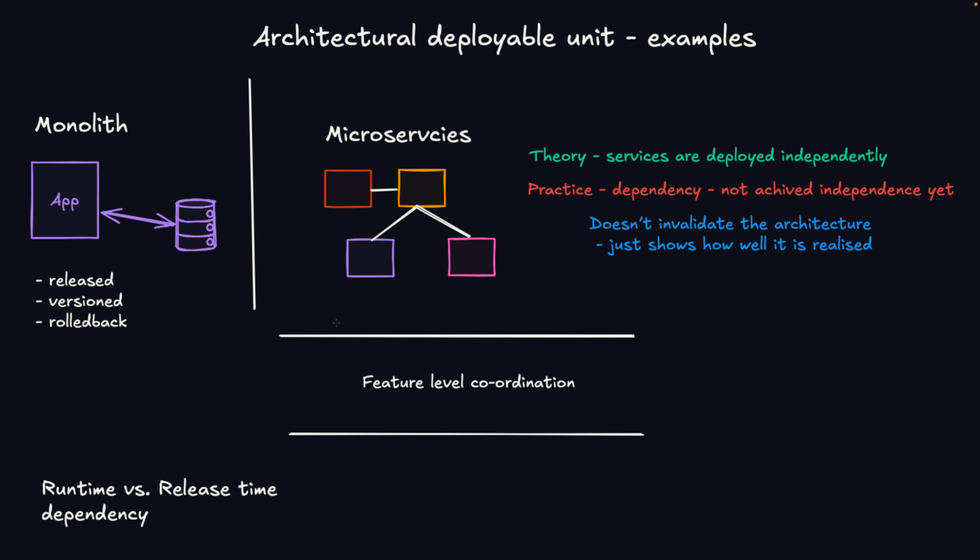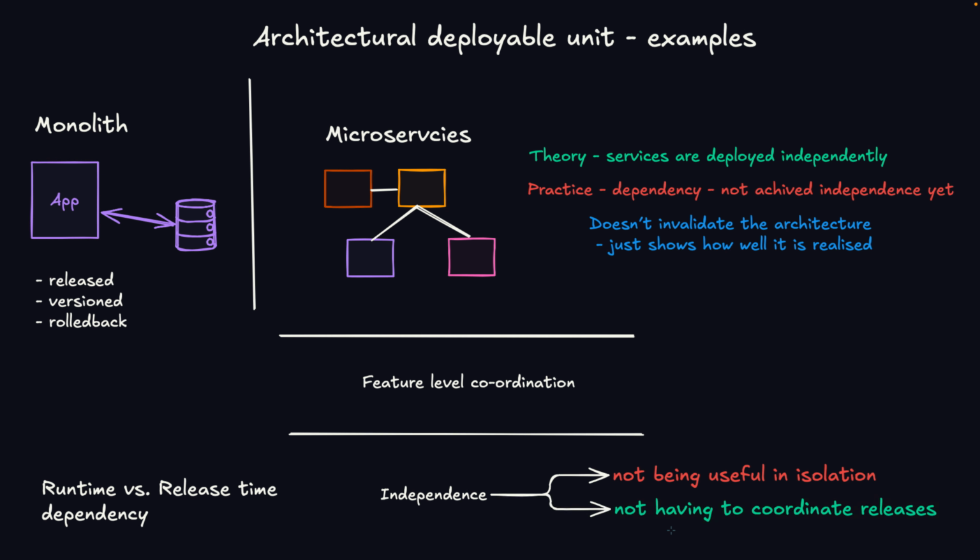What we are trying to avoid is the release time dependency. If this component has to be always released with this component, then that is release time dependency, and that is the type of dependency we are trying to avoid with this type of distributed architecture. Okay, so just to be clear, independence doesn't mean being useful in isolation. It means not having to coordinate releases. Okay, so if we don't have to coordinate releases of multiple components, then we have achieved the independence.